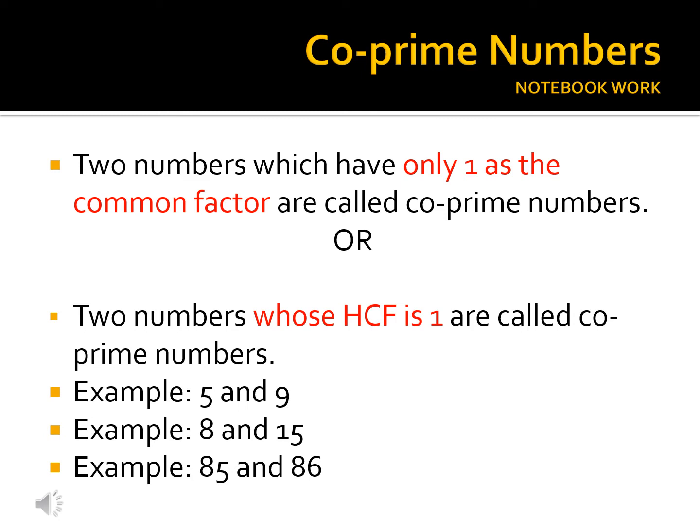For example, 5 and 9. 5 is a prime number, but 9 is not a prime number. But if we see the factors of 5, they are 1 and 5. Factors of 9 are 1, 3 and 9. So if you see the common factor, only 1 is the common factor. So 5 and 9 can be called co-prime numbers. Similarly, 8 and 15 do not have any common factor. And 85 and 86 also do not have any common factor except 1. So the three examples in front of you are examples of co-prime numbers.